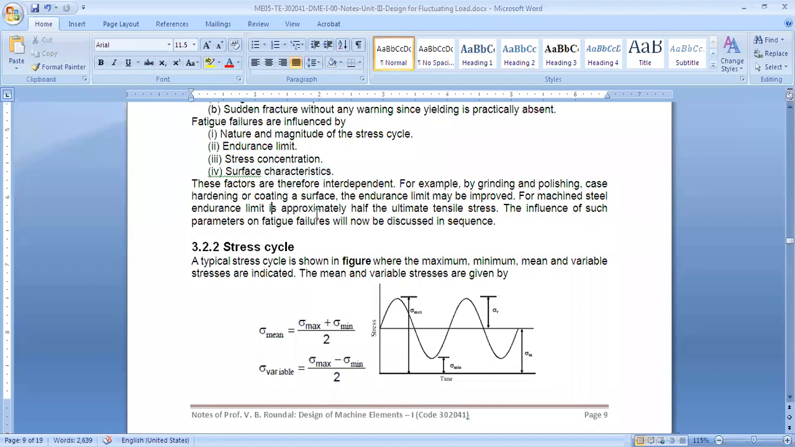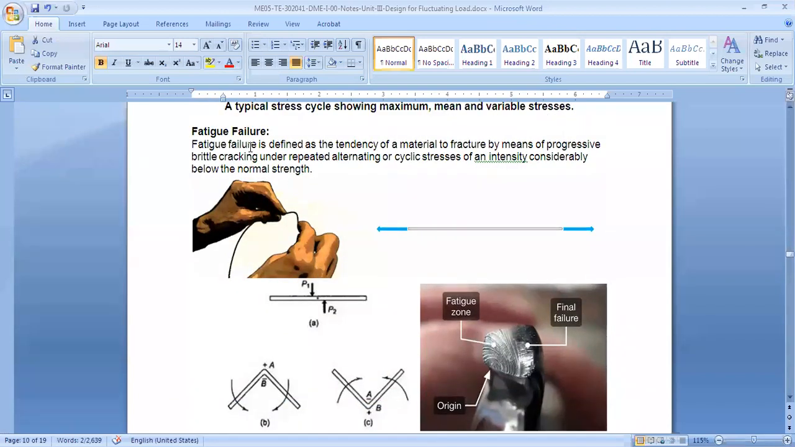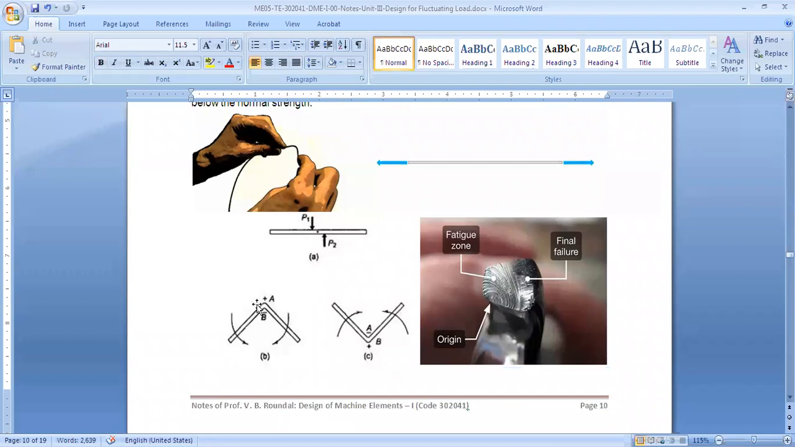Now we have to start the next topic, stress cycle. But before that, let's talk about fatigue. What is fatigue failure? If you take a copper wire or any wire, and try to pull it from both sides, as I have shown in the example, it will not fail. But try to do this, and it will fail. You can break a copper wire or any metal wire by doing this.